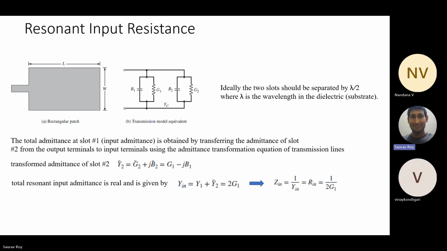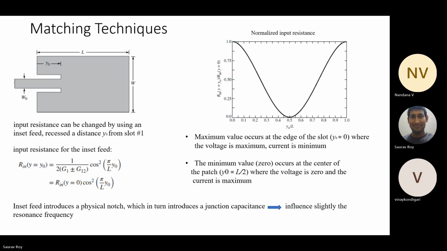Zin is the input impedance at y equals 0, that means the left hand slot, at port 1. But we want to calculate at y equals y naught, the inset feed position. What should be the input impedance at that point? So now see how you calculate that. We already know at y equals 0 it should be 1 by 2G1 in this equation. Plus minus G12 is the coupling part that you can forget for the moment. And now let's see how this cos variation is coming.